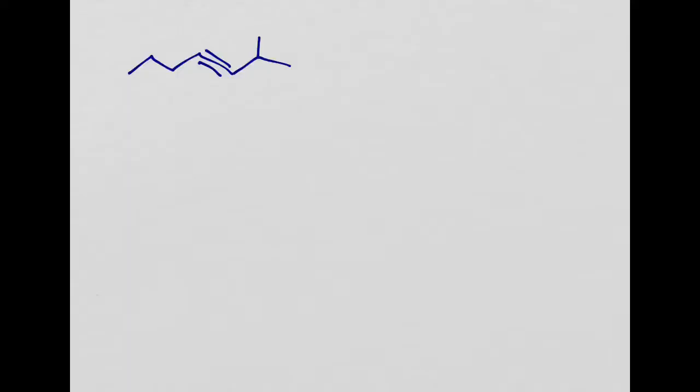What is the longest carbon chain? The longest carbon chain would be this guy over here, right? That's my longest carbon chain. Okay, well, how many carbons? 1, 2, 3, 4, 5, 6, 7. So 7 is heptane, except you have a triple bond. So what is it going to become?